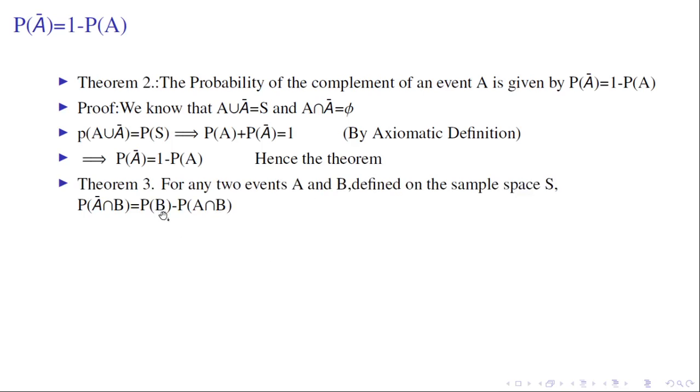Next one: for any two events A and B defined on a sample space S, probability of A bar intersection B is equal to probability of B minus probability of A intersection B. We can prove this theorem by using Venn diagrams.